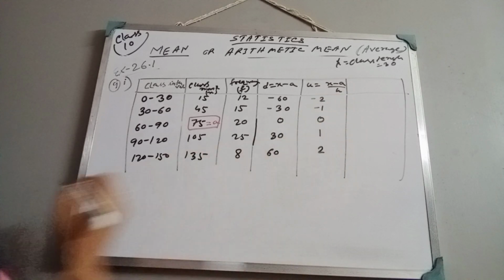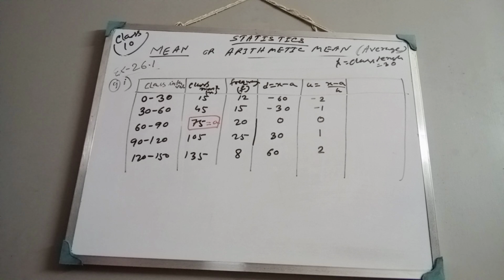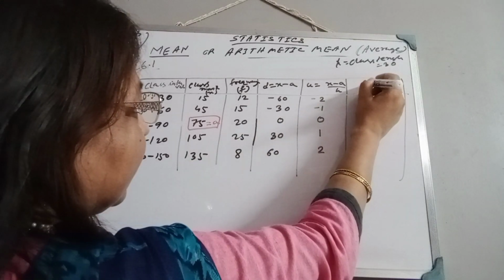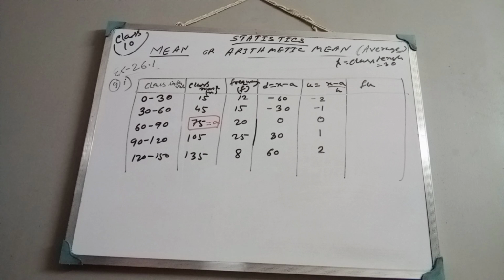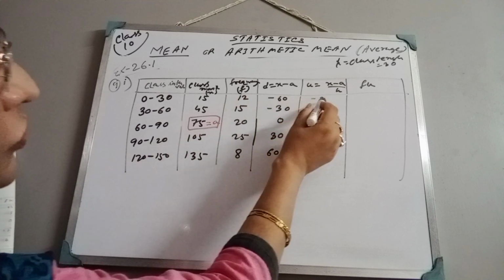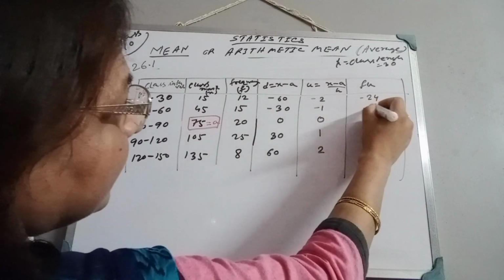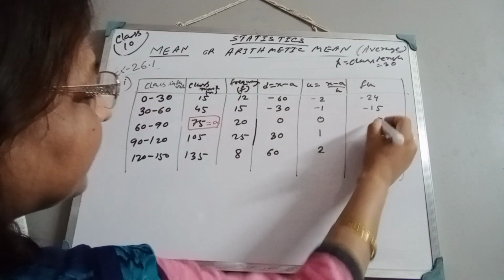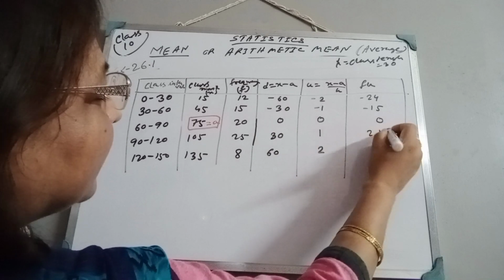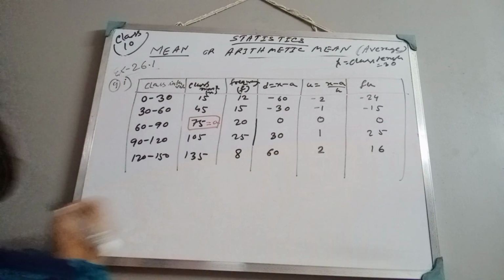60 by 30 is 2. Now the next column is fu. fu means f into u. f into u means 12 into minus 2, it is coming minus 24. 15 into minus 1, minus 15. 20 into 0 is 0. 25 into 1 is 25. 8 into 2 is 16.